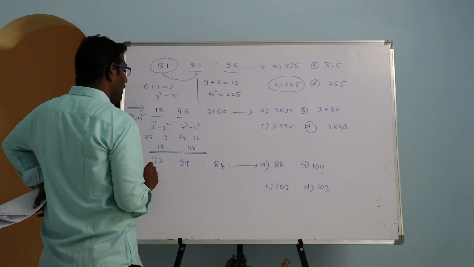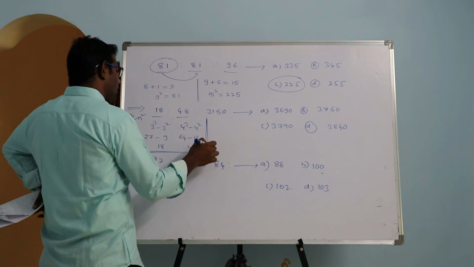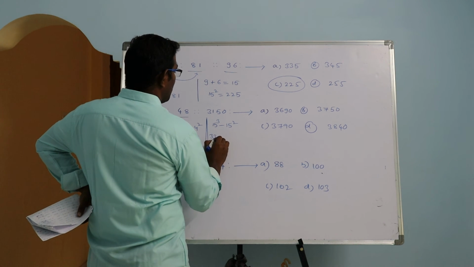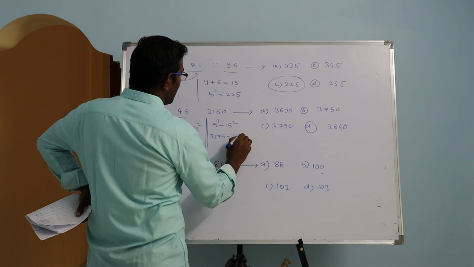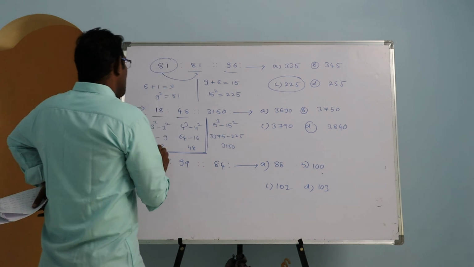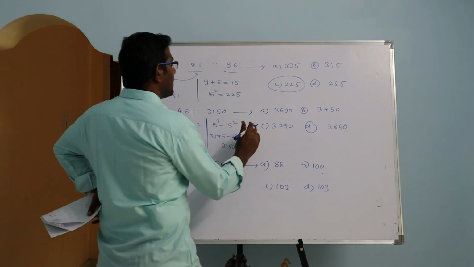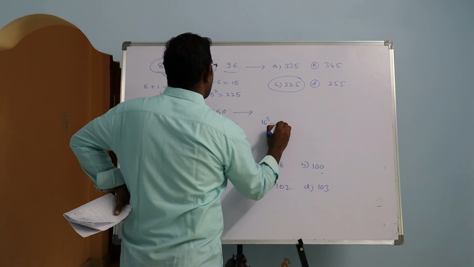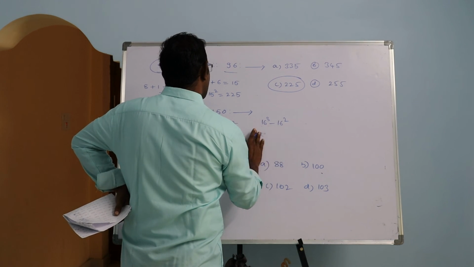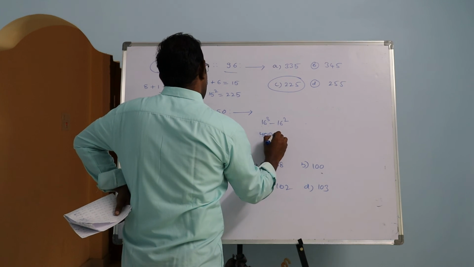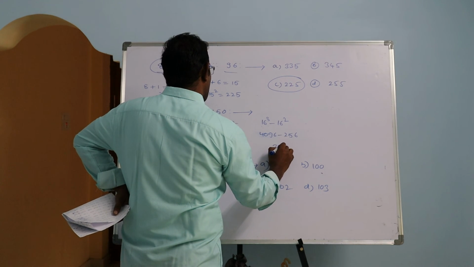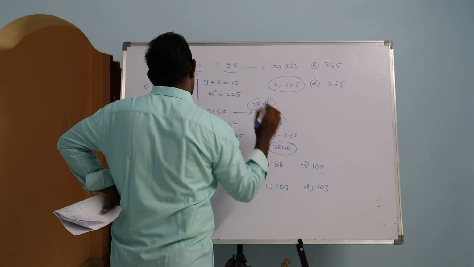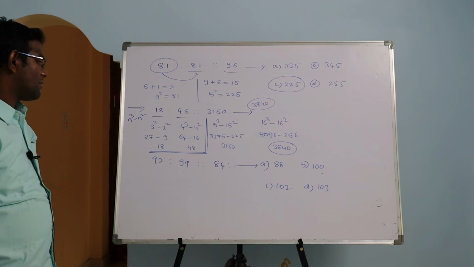48. Right? In the same way, 3150 can be written as 15 cube minus 15 square. 3375 minus 225, how much, sir? 3150. 3's next number is 4. 15's next number is how much? 16. What about 16 cube minus 16 square? 16 cube is 4096 minus 256. Your answer goes to 3840. 3840 is the right answer.